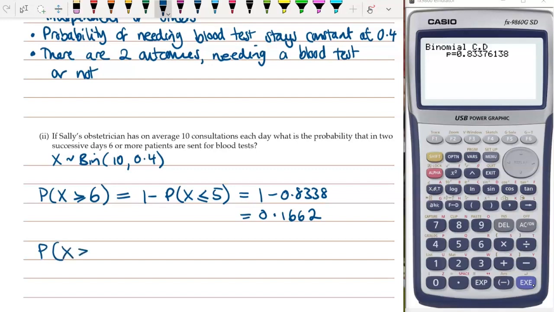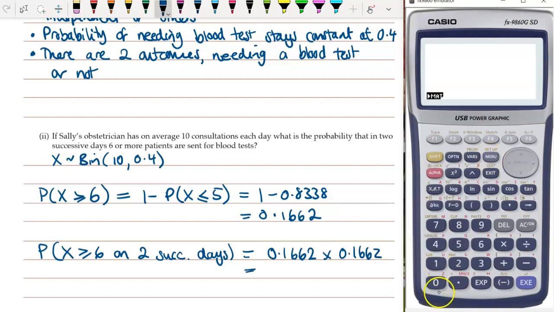Probability that X is greater than or equal to 6 on 2 successive days. It's going to be day 1 would have that chance, and so would day 2. So we times them together. So we go over to 0.1662, and we got that squared is 0.0276.